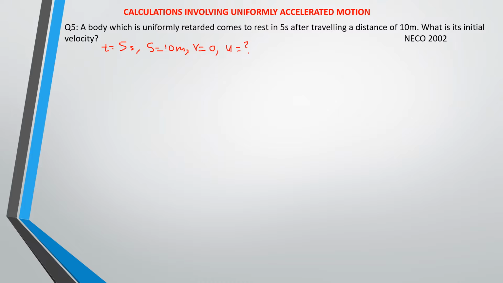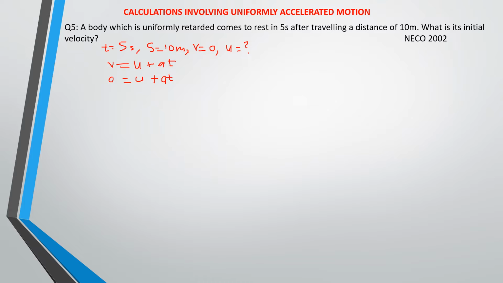So for you to find the initial velocity, first of all, you find the retardation, right? Because the body is said to be uniformly retarded. So how do you get retardation? You are going to use the first equation of motion, which says that v is equal to u plus at. If you make a the subject of the formula, you put v at 0, so 0 is equal to u plus at.